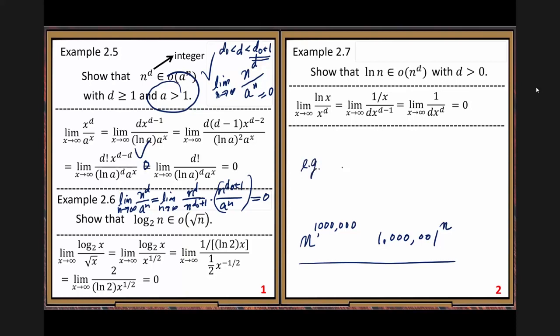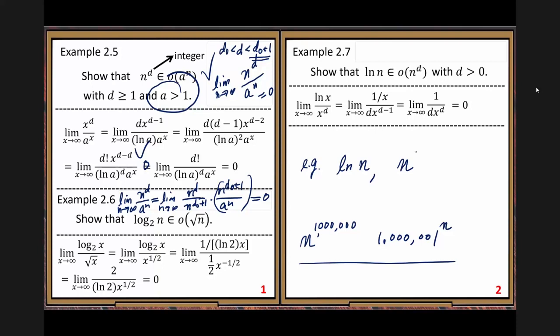Compare these two functions. One is natural log of n. When n goes to infinity, this function goes to infinity. The other one, now, that's n to the d. N to some d. D only needs to be a positive number.